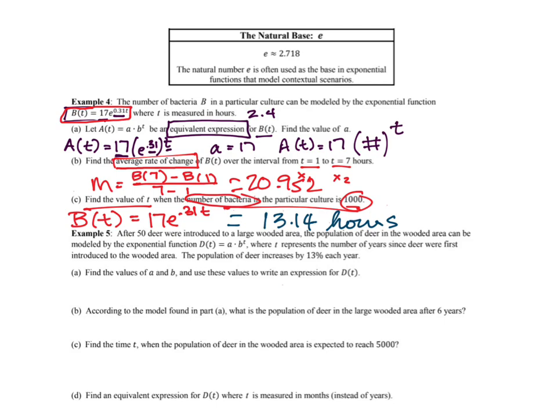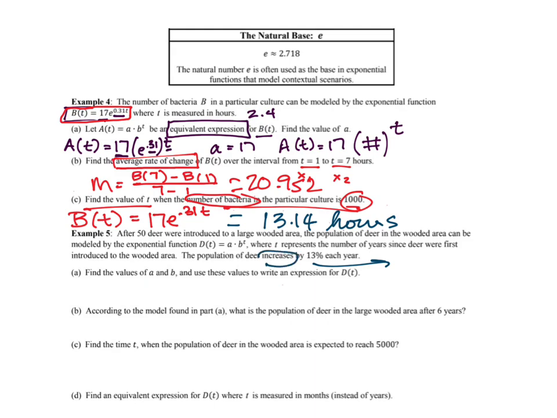After 50 deer were introduced to a large wooded area, the population of deer in the wooded area can be modeled by the exponential function d of t equals a times b to the t, where t represents the number of years since deer were first introduced to the wooded area. The population of deer increases by 13%. That's a percentage. That cannot go into an exponential equation as a percentage. It's also increasing. We talked about this last year.